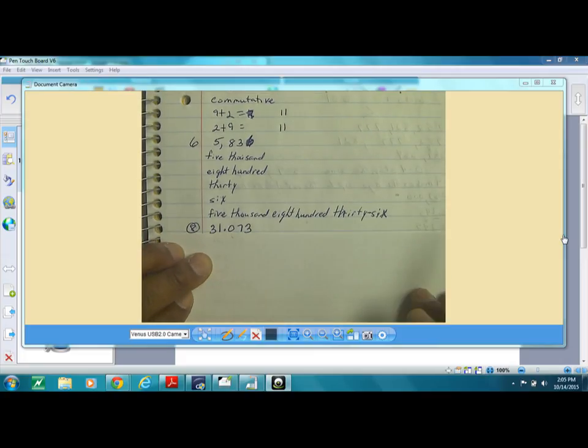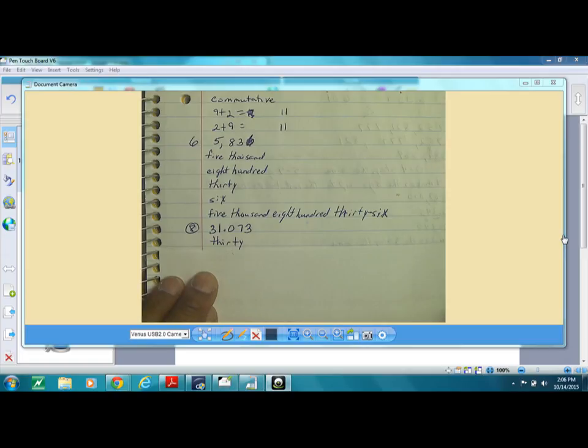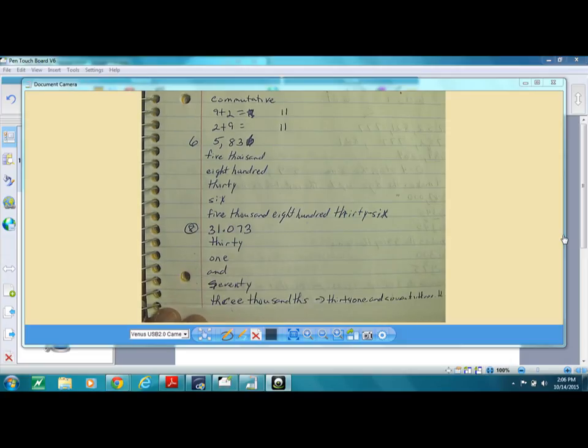Number 8 asks that we write the number using words also. So we look, and there's a 3, a 1, a decimal point, a 0, a 7, and a 3. So that's 31, and when you see the decimal point, you say and, so that's 31 and 73 thousandths.